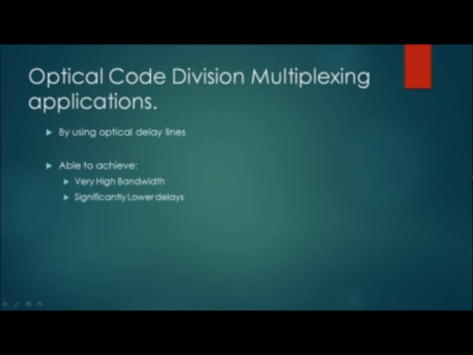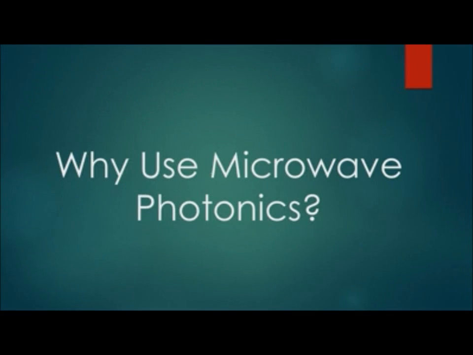To finalize this list of potential applications, it should not be forgotten that the very high bandwidth and potentially low delays, such as 5 seconds per meter, that can be achieved with optical delay lines, make them an ideal technology option for the implementation of signal correlators for very high speed signals and incoherent optical code division multiplexing applications. In this section, we will be discussing the advantages and disadvantages of microwave photonics.